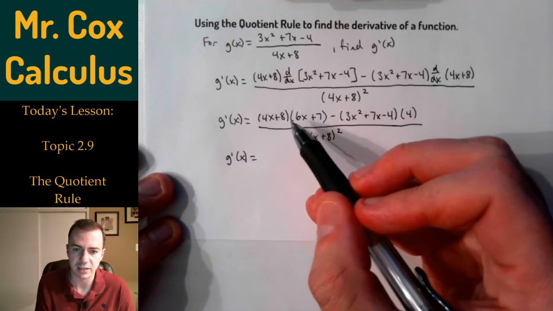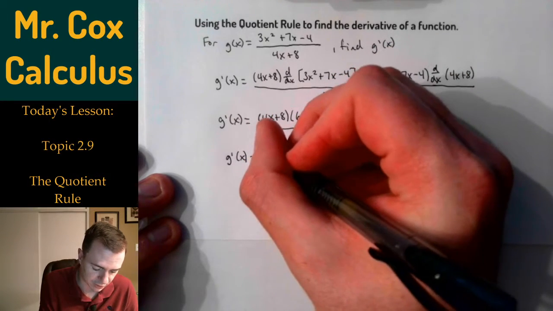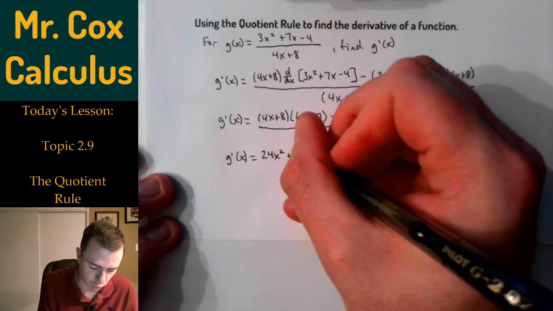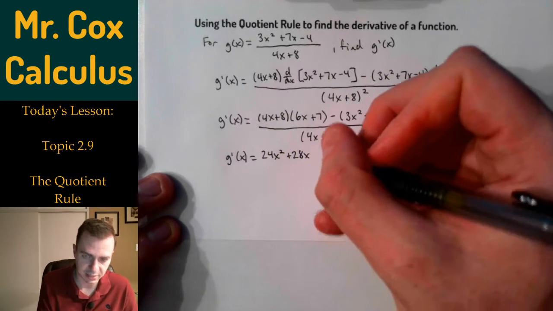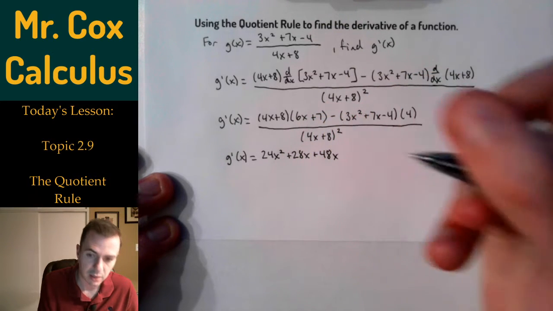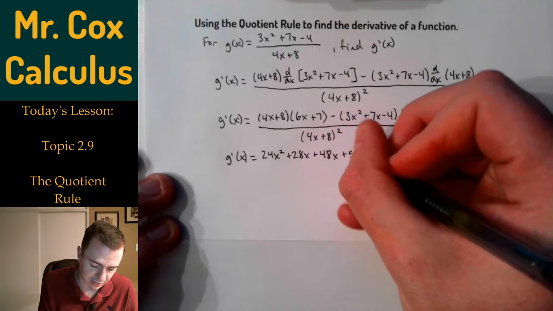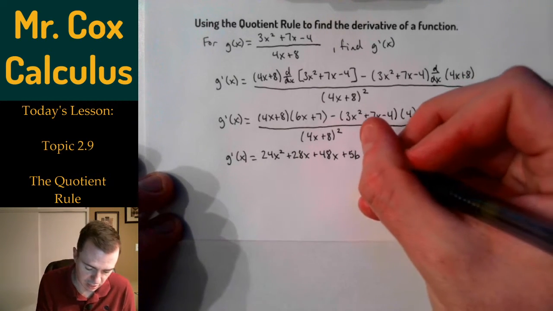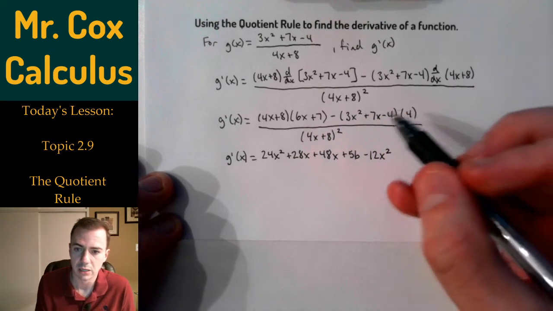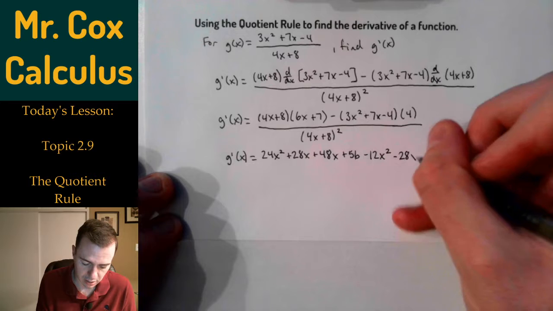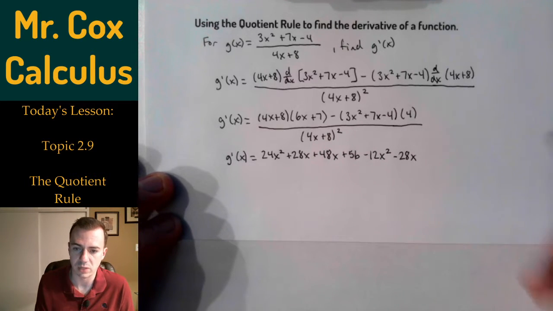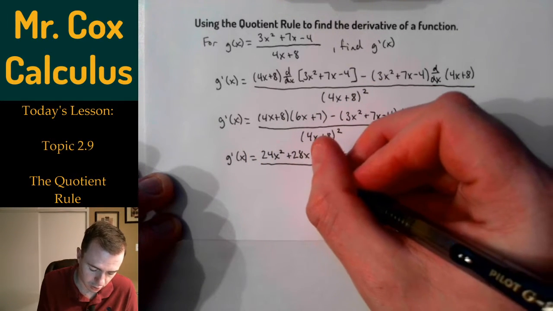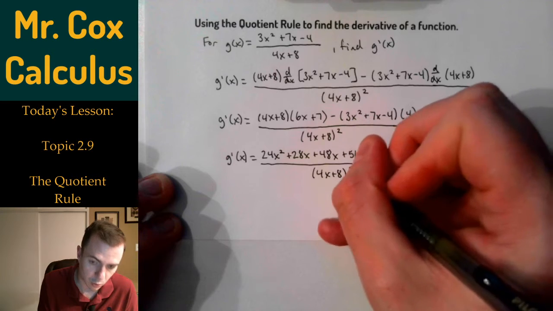So g prime of x, if I distribute this, I get 24x squared. 4x times 7 is going to be plus 28x. 8 and 6, that's going to be 48x. And then 8 and 7 is going to be 56. And then again, for this next piece, what I want to do is distribute negative 4. So that's going to be minus 12x squared, minus 28x. And then negative 4 times negative 4 is going to be plus 16. And this is all over 4x plus 8 quantity squared.